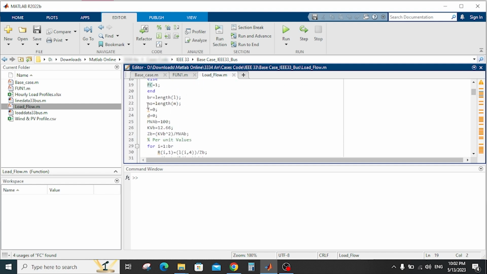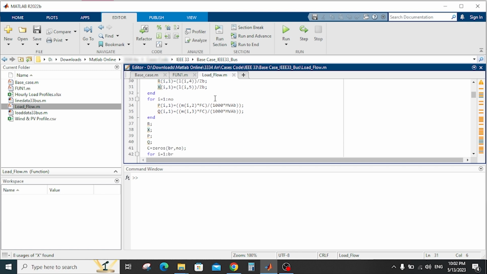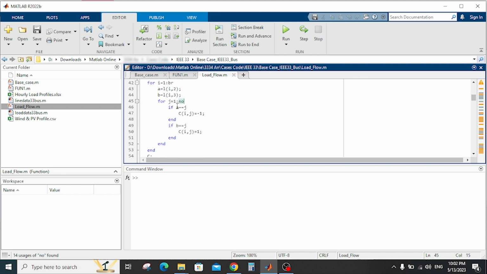After that, we define some parameters like the branches, number of buses, the base voltage, base MVA, and the base impedance. Then we calculate for each line, for each branch, the resistance and reactance values per unit, depending on the base impedance. We also calculate the real and reactive power for each bus in per unit. And then we start from here the load flow.